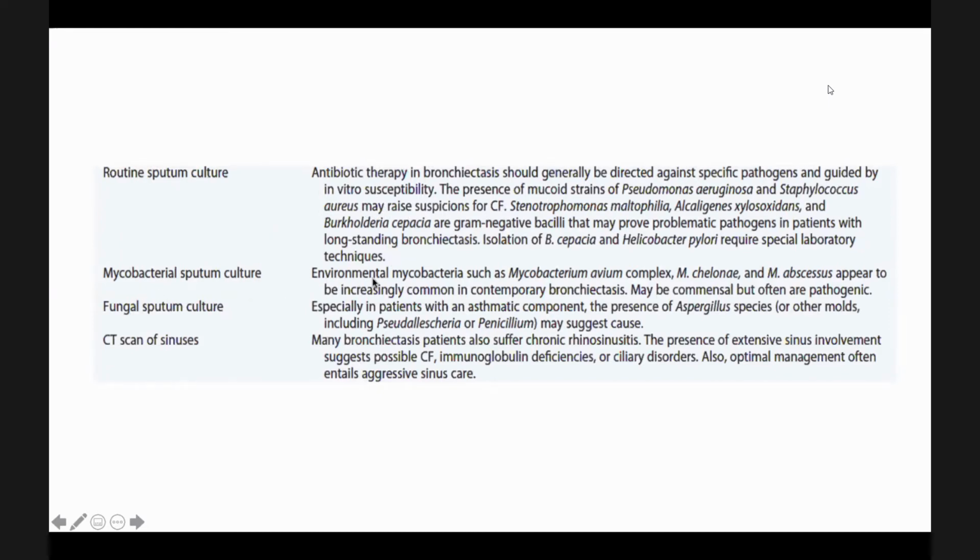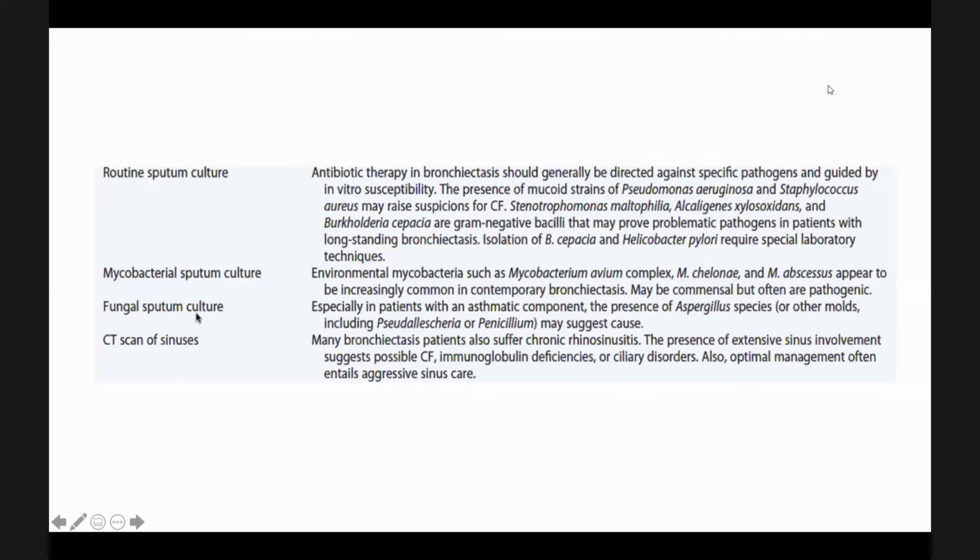Then the Mycobacterial sputum culture. Why is it important? Because only pulmonary tuberculosis is not there; the other associated organisms are Mycobacterium other than TB, known as MOTT, or Mycobacterium avium complex, the MAC complex. Mycobacterium chelonae and Mycobacterium abscessus appear to be increasingly common in contemporary bronchiectasis. So if the patient is not improving, or has a low-grade fever, loss of appetite and so on, then we have to send a Mycobacterial sputum culture and look for non-tubercular Mycobacteria.